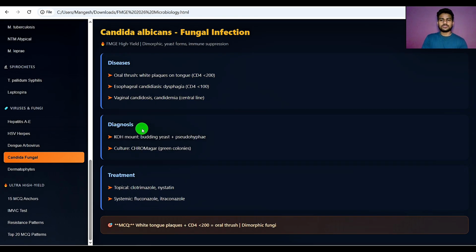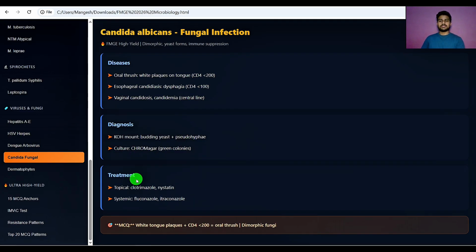The diagnosis is KOH mount, and it's a budding yeast. We can also see the pseudohyphae. So that's how you can differentiate it from the other fungal infections, because there are pseudohyphae, and the other variants have true hyphae. Then for the culture we use chrome agar, and there can be green colonies.